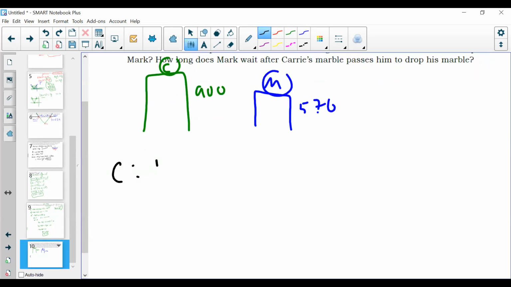So for Carrie's marble, she drops her marble, and we don't know how long it's going to take, but what we do know is that 5.5 seconds after it hits the ground, Mark's marble hits the ground, and she's just waiting for it.